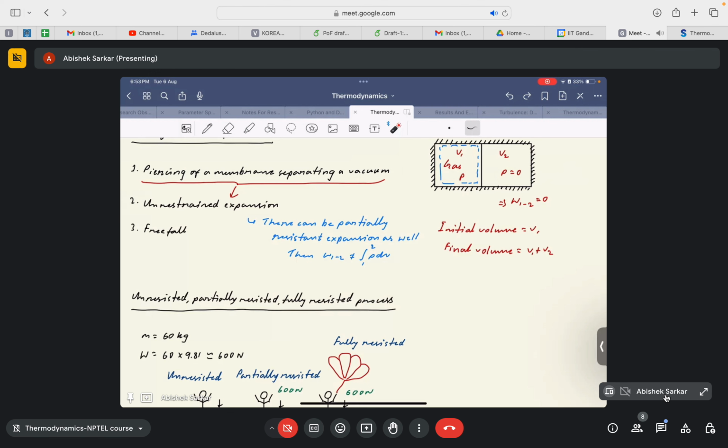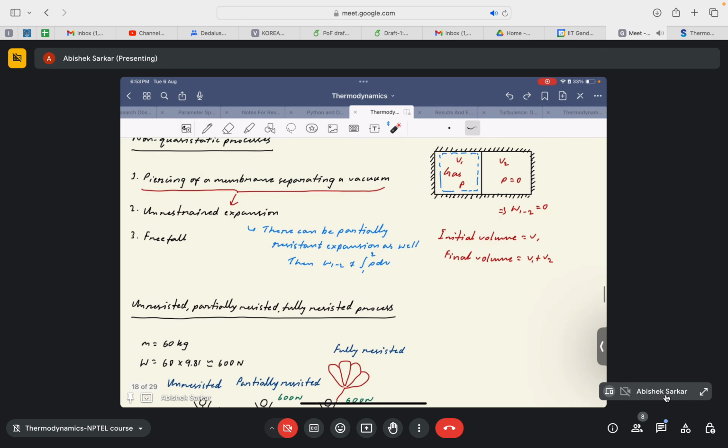And similarly, in the case of free fall also, that example of the apple falling on Sir Isaac Newton's head is also an example of free fall. In that case also, since it's not experiencing any kind of air resistance, or if we consider the air resistance very, very small, then the net work done is also 0 in the case of a free fall.